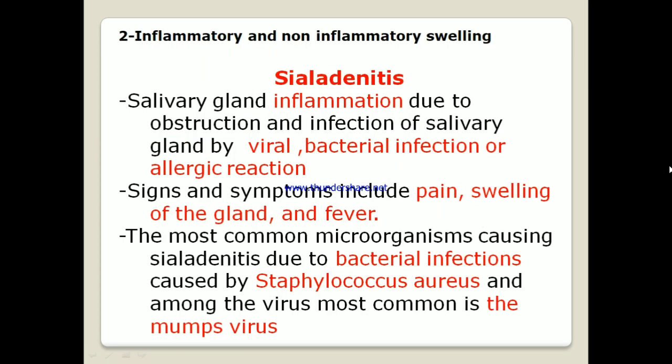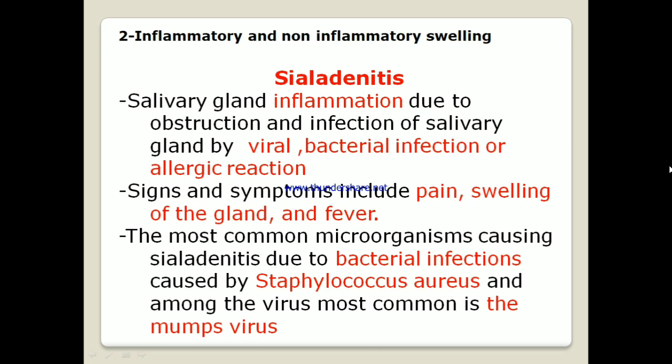2. Inflammatory and non-inflammatory swelling. Sialadenitis. Salivary gland inflammation due to obstruction and infection of the salivary gland by viral, bacterial infection or allergic reaction. Signs and symptoms include pain, swelling of the gland, and fever.